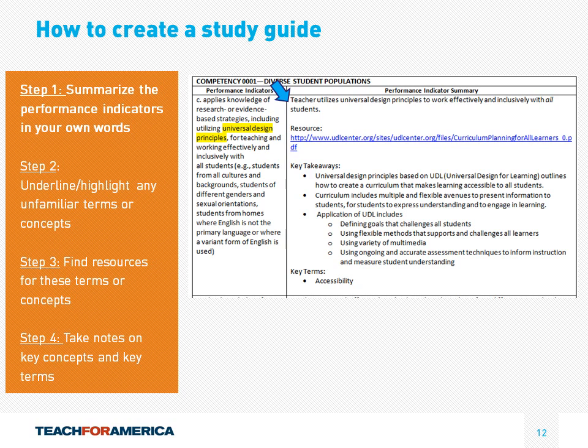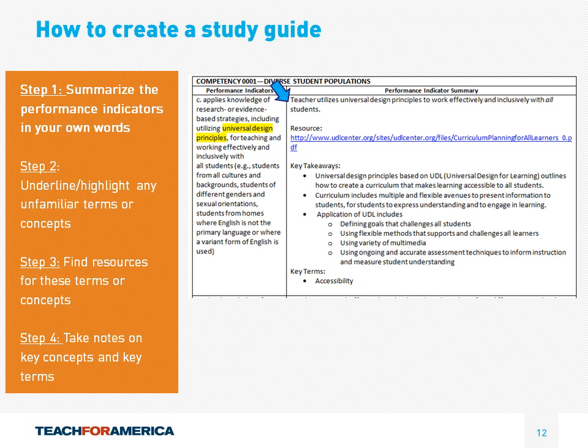Step 1. Summarize the performance indicator in your own words. Let's look at Competency 1, Indicator C. Applies knowledge of research or evidence-based strategies, including utilizing universal design principles, for teaching and working effectively and inclusively with all students. For example, students from all cultures and backgrounds, students of different genders and sexual orientations, students from homes where English is not the primary language, or where a variant form of English is used.